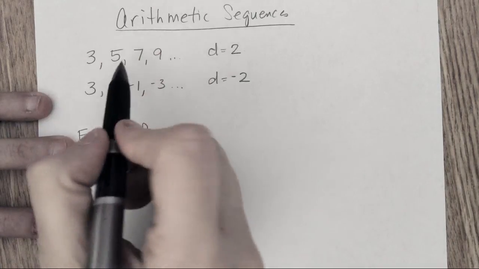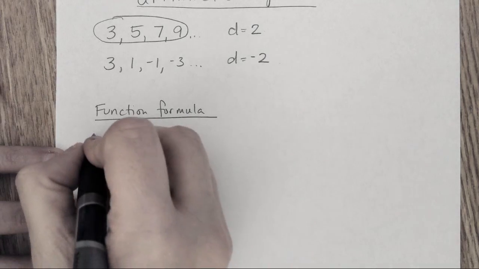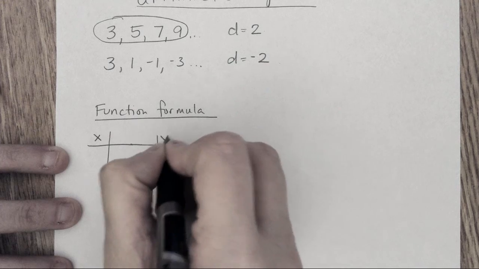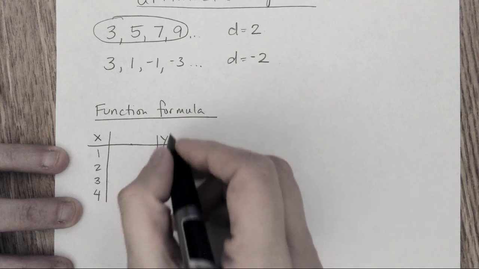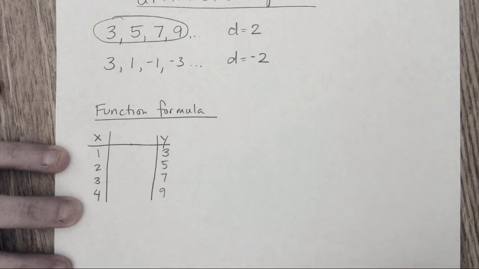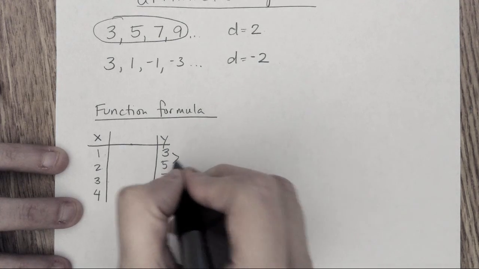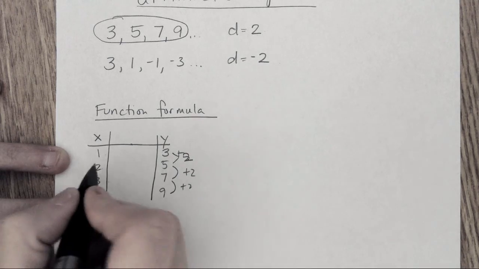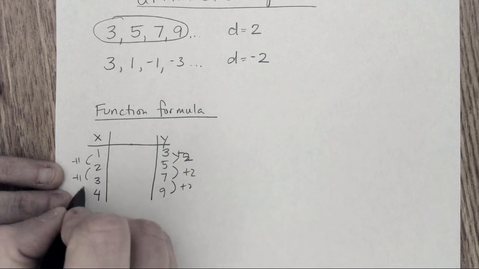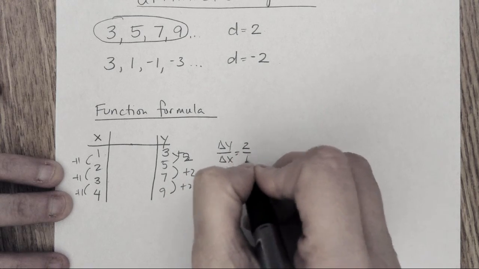So for example, let's look at our 3, 5, 7, 9 example. What you would do last year is take that sequence and make a whole table. You'd put x values 1, 2, 3, 4. Then the y values would be the values of the sequence. So the first number in the sequence is 3, the second number is 5. Then we'd go plus 2, plus 2, and this is plus 1, plus 1, plus 1. You'd find your delta y over delta x, which is 2 over 1, which is 2.